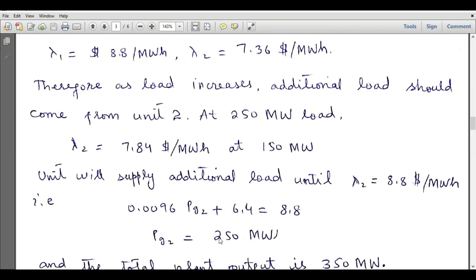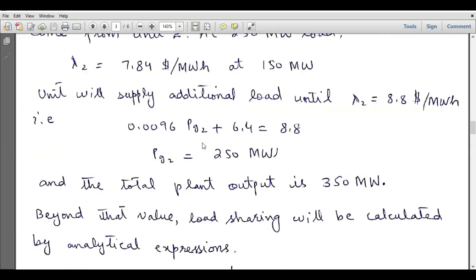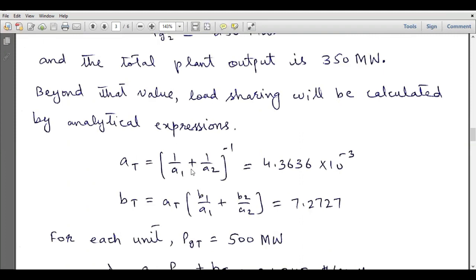So when we have a total load of 350 megawatt, we will use 100 megawatt as the load of the first unit and 250 megawatt as the load of the second unit. And when our load starts increasing from 350 megawatt, then we will use these formulations to evaluate the load sharing.